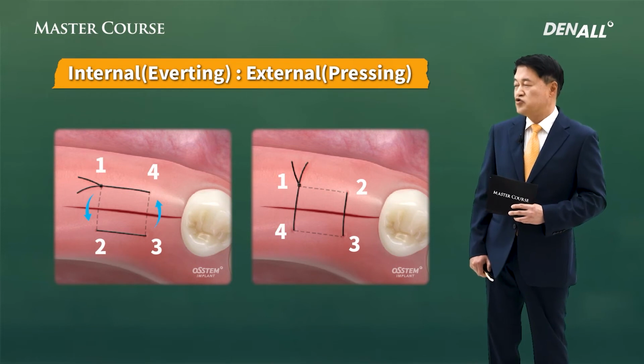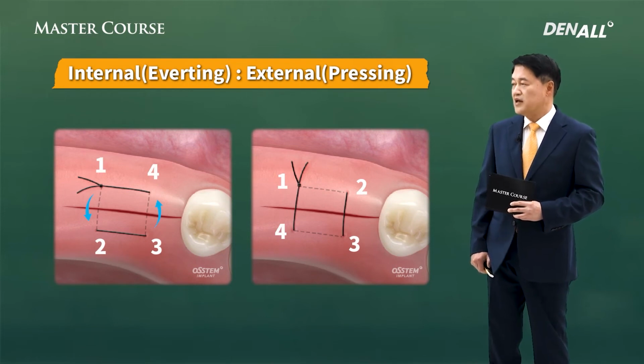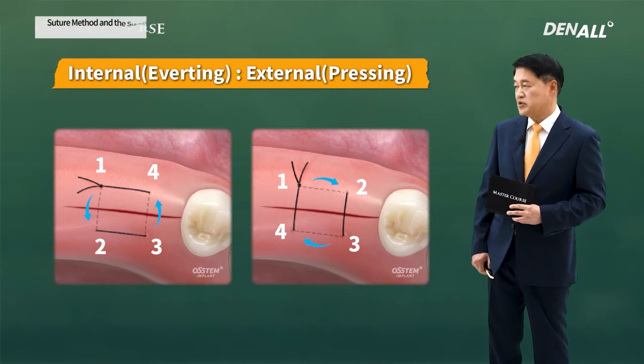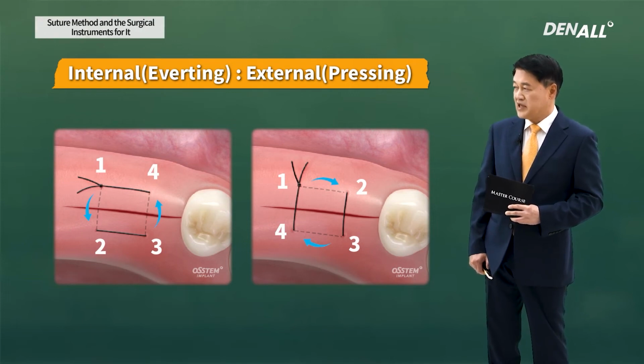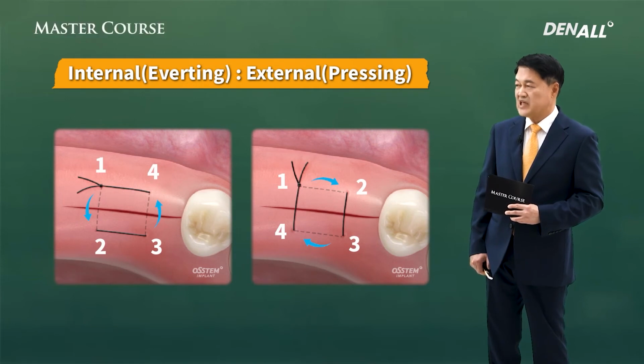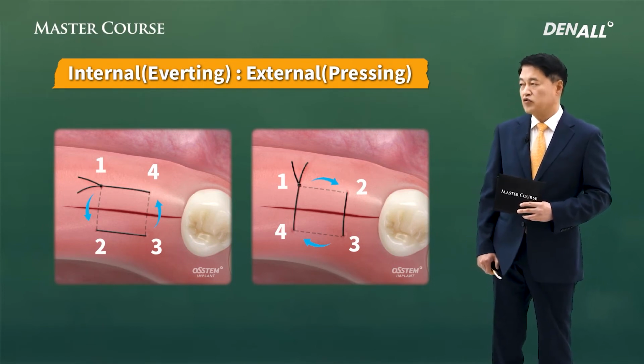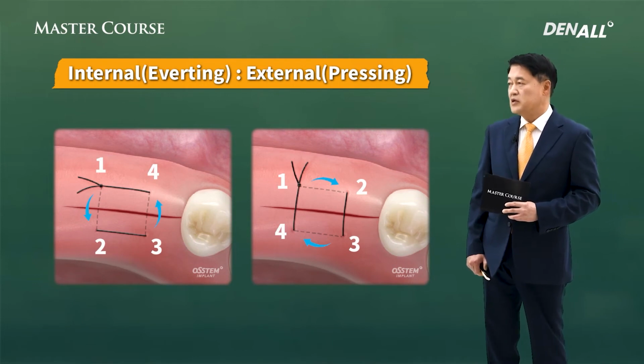And external mattress suture, on the other hand, the silk that goes through the membrane goes through the top part. So from the buccal, mesial to distal, then again through the incision line from mesial to the other direction. It goes through the top part of the membrane, so it presses that part. So internal mattress suture has the everting effect, whereas external mattress suture has the pressing effect.